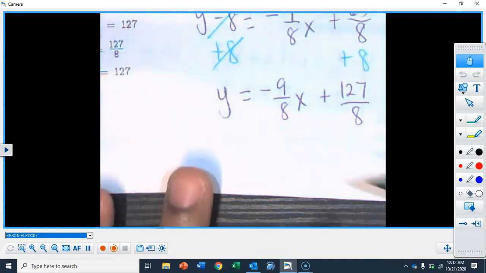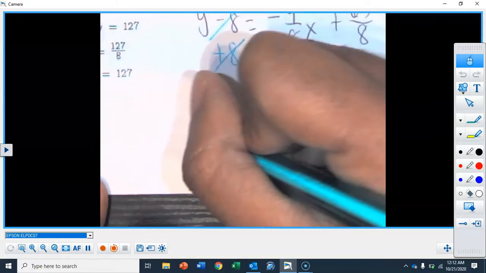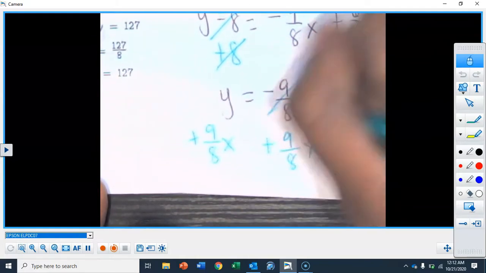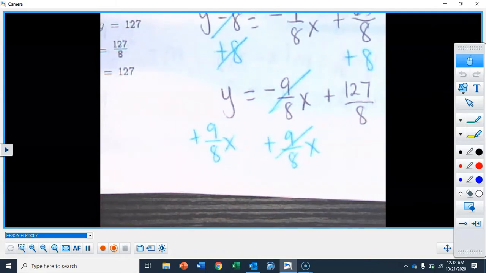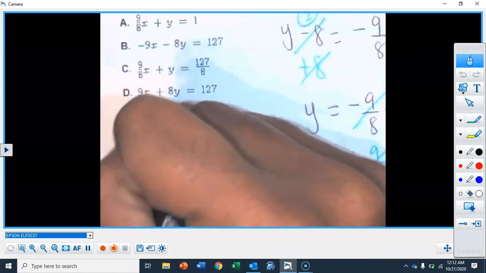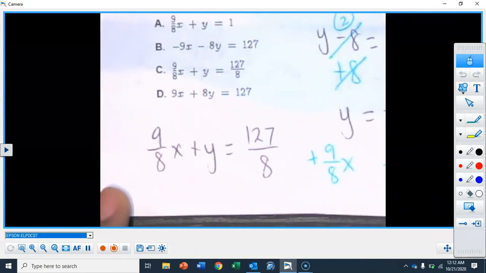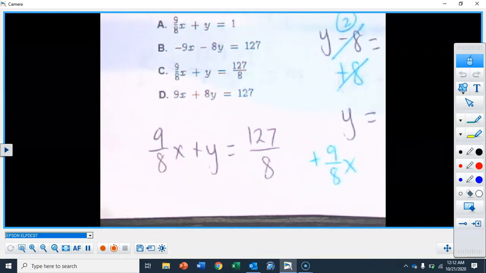So again, I'm going to change colors. Let's add 9 over 8, and the x comes with it, over to the left. All right, and so here's the last step. Now that we have the x and the y together, I'm going to rewrite it. So I have 9 over 8x plus y is equal to 127 over 8. And remember, we always want our a term to be positive and greater than 1. And I know what you're thinking. This is greater than 1. 9 over 8, it is 1 point something, but we want nice, clean whole numbers, or integers, basically.